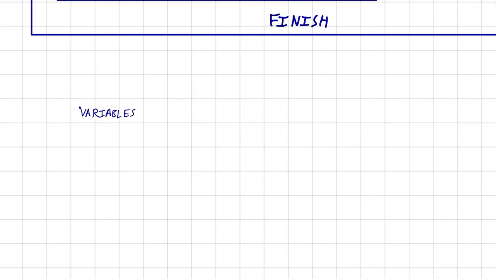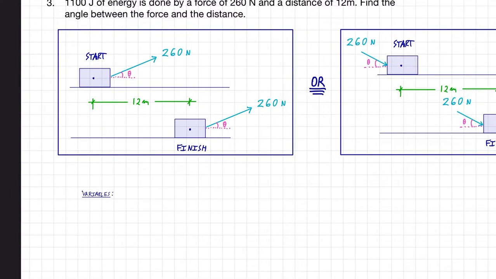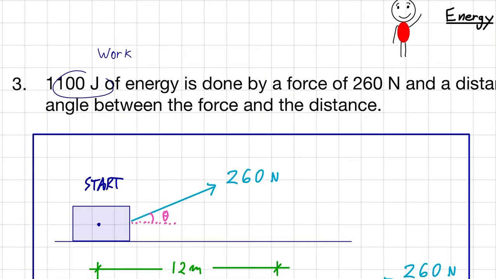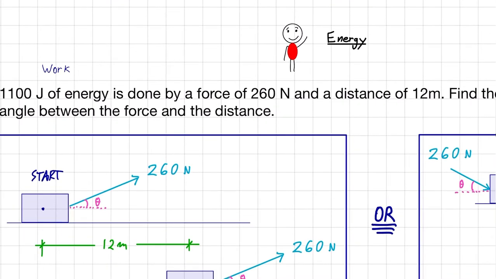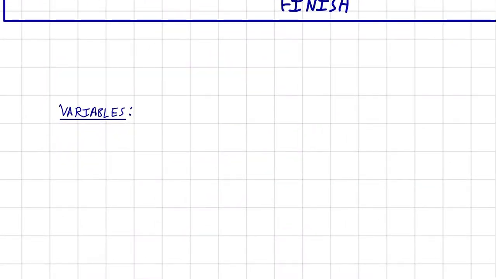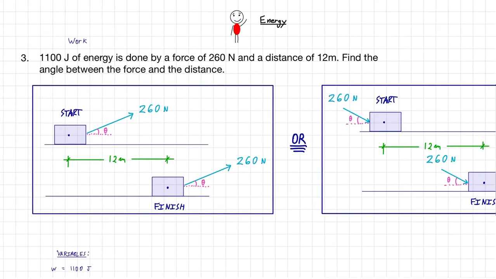The variables that we have and the variables we're interested to find. So first we have this 1,100 joules of energy. I'm not going to write that as energy because I'm actually going to write it as work because this is, again, force applied over distance. So it's going to be work. So work, that's our first variable, is equal to 1,100 joules.